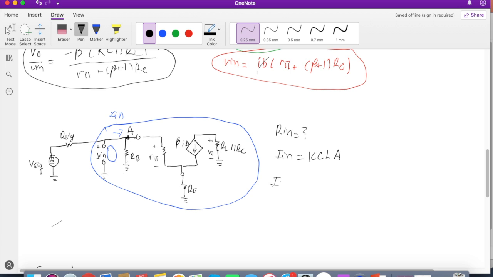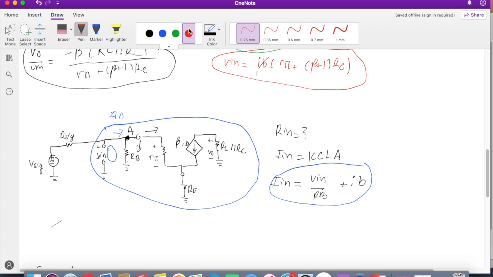So we can simply say I in equals, we know V in is going to be the node voltage across this node A right here. So we can say V in over RB, which represents this current going down, and then this current will simply just be plus IB. So this is going to be our function of I in.